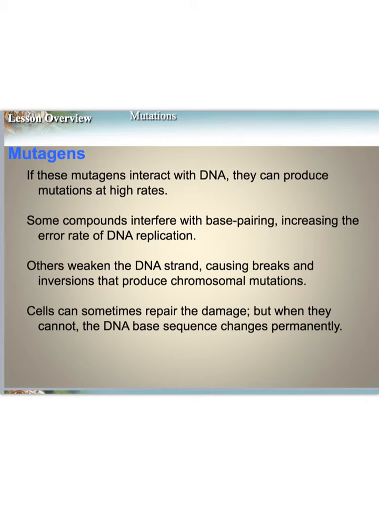The mechanisms that these mutagens use to cause mutations can vary. If these mutagens interact with the DNA, they can produce mutations at a high rate. Some compounds interfere with base pairing, increasing the error rate of DNA replication. Others weaken the DNA strand, causing breaks and inversions that produce chromosomal mutations. And cells can sometimes repair the damage. But when they cannot, the DNA base sequence change becomes permanent.